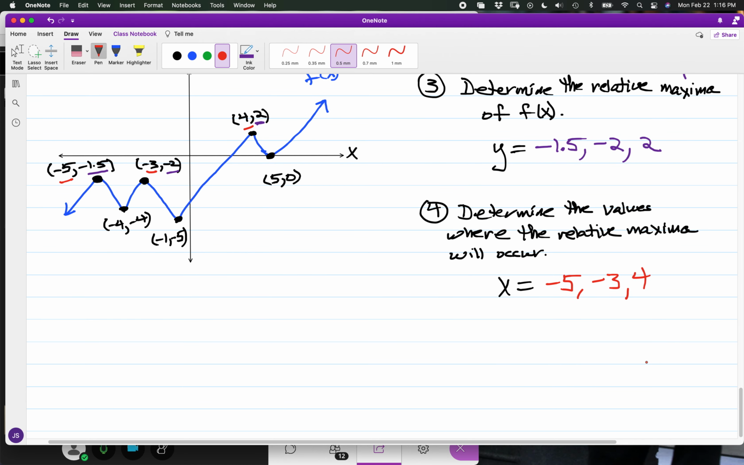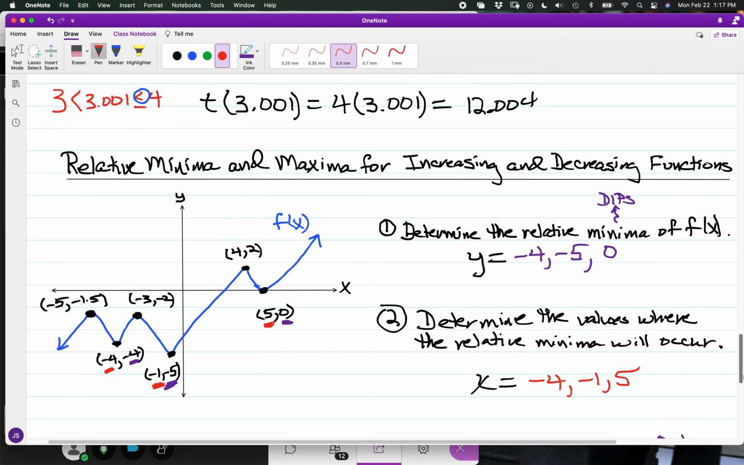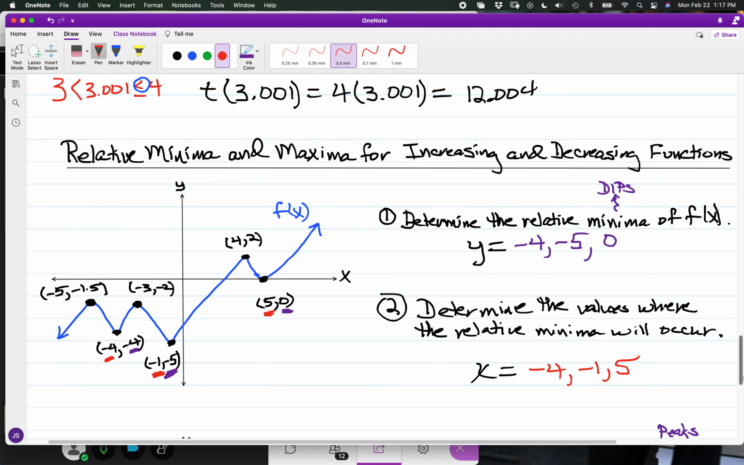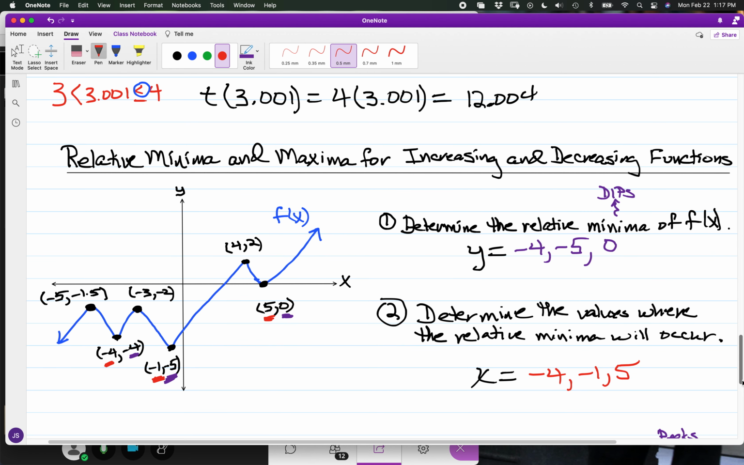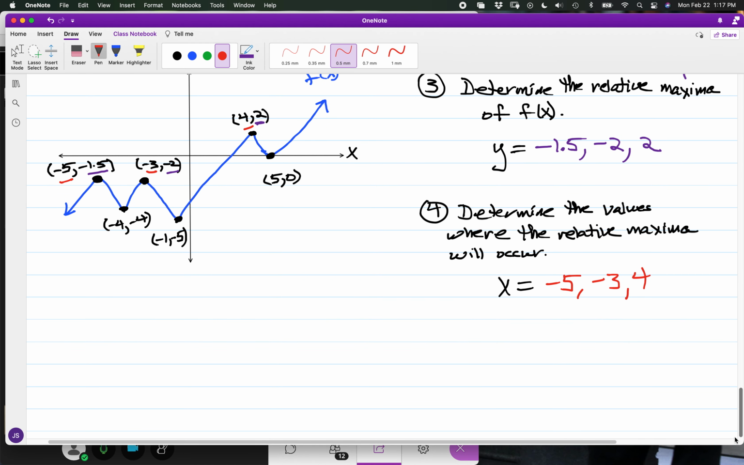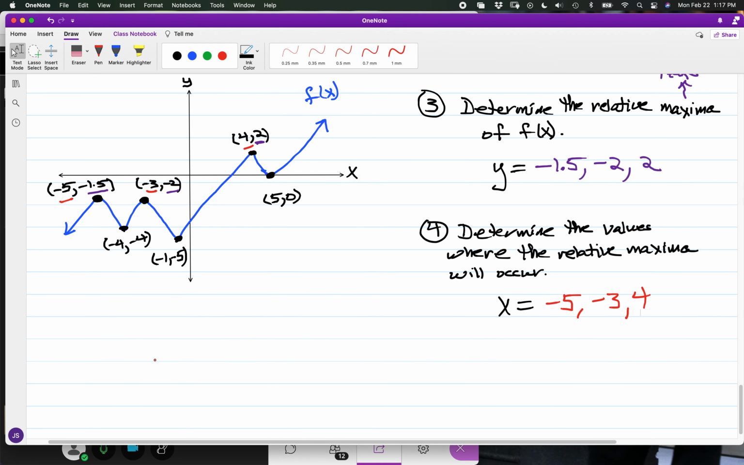Now, just for the introductory part, we have relative minima and maxima for increasing and decreasing functions. Now, on the side of what we have concerning activity, that is motion.